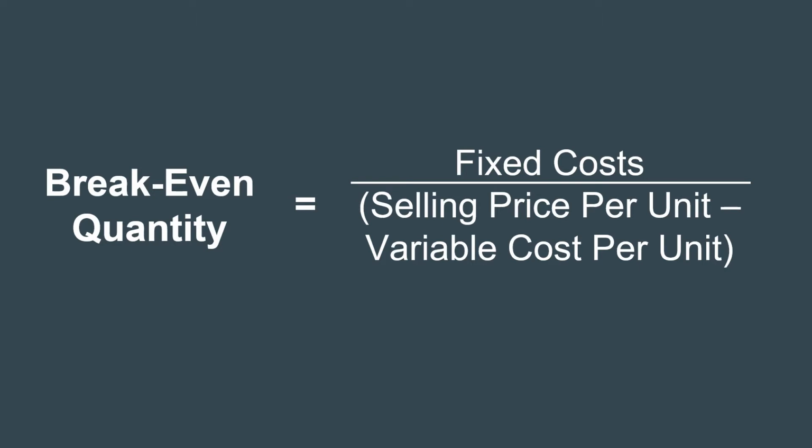All right, so let's take a look at the formula. If we want to know our break-even quantity, in other words, the number of units we would need to sell to break even, we would take our fixed costs and divide by the difference in our sales price per unit and our variable costs per unit.